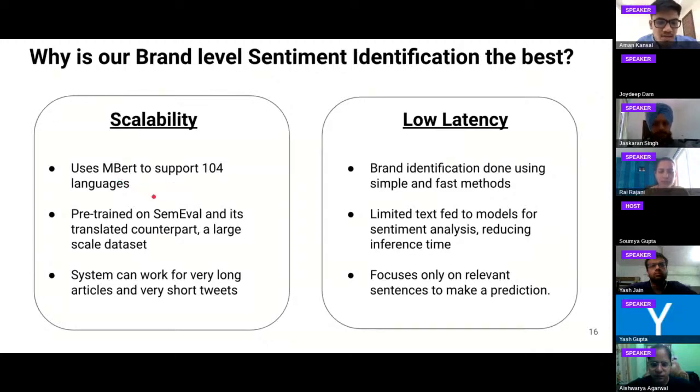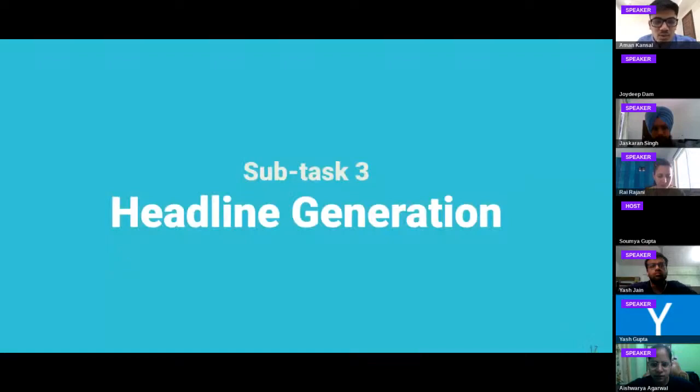Also, apart from the dataset that was given to us by Bridgei2i, we also pre-trained our model on SemEval and also its counterpart translated to Hindi, just to make the model more robust. So, concluding this, I'll move to the third subtask of headline generation.